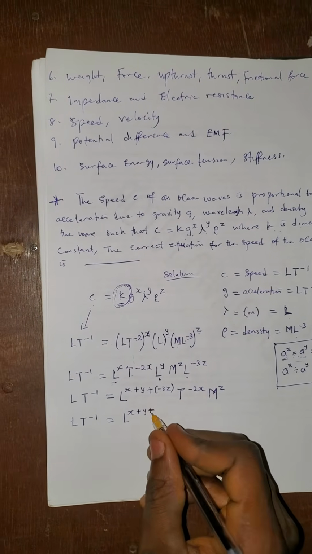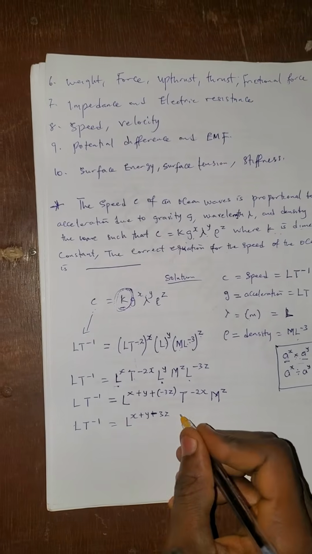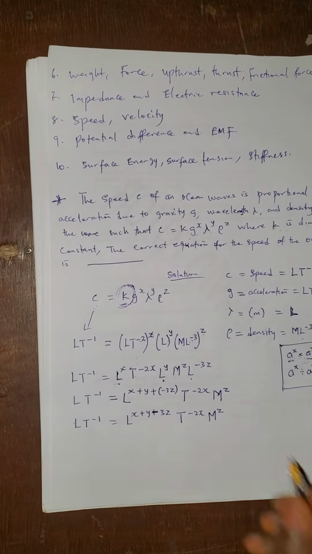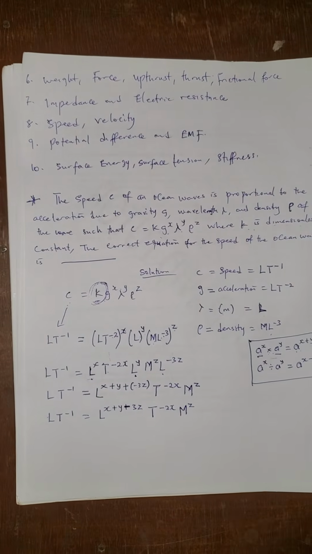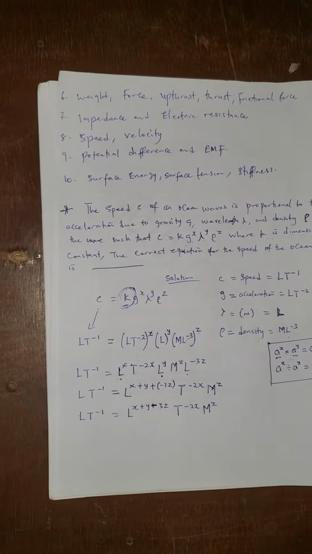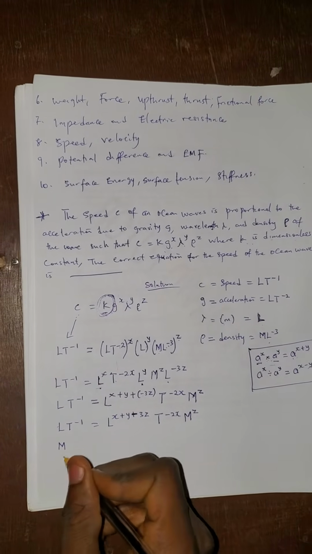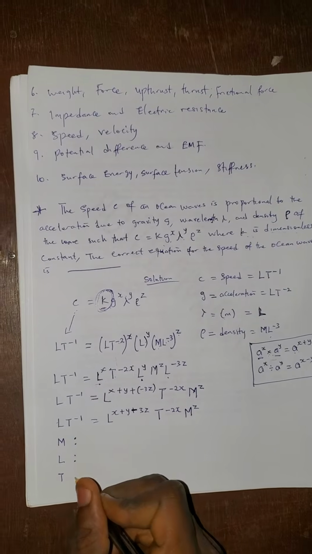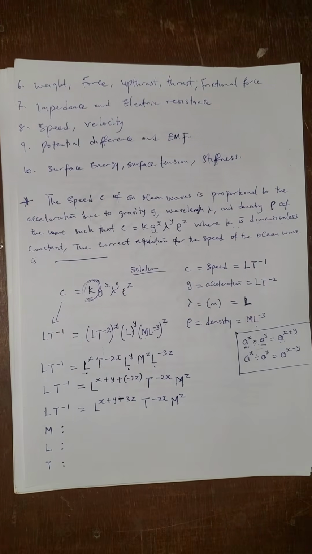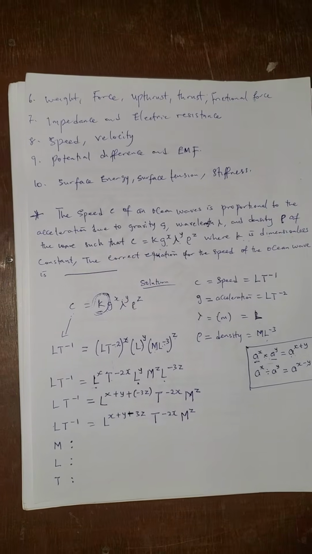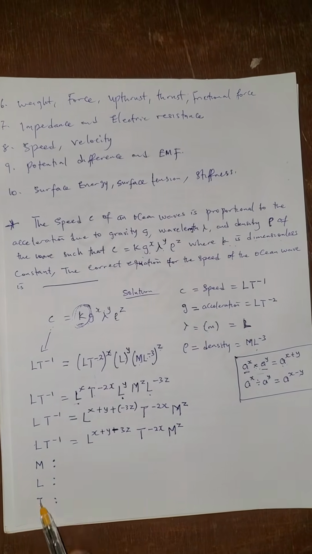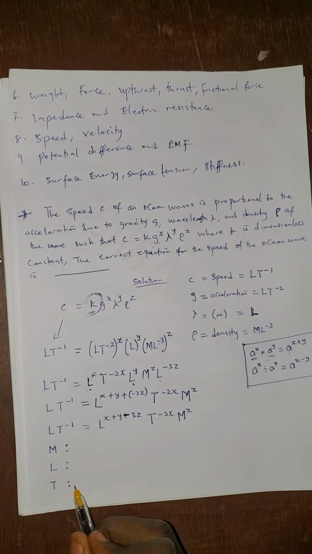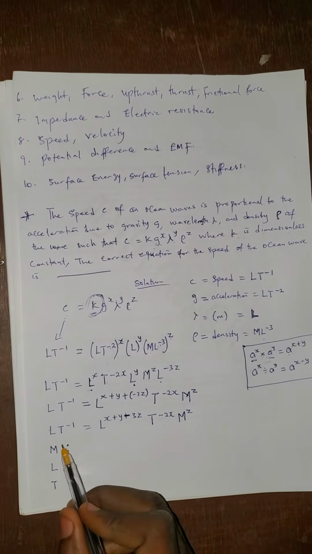Plus times minus will be minus. So we have this will be minus 3z, then t raised to power minus 2x, then m raised to power z. Then after getting to this level, we now need to separate this into MLT. Now if you check this, at this stage, we'll only be dealing with the power of this MLT. Now, follow me.